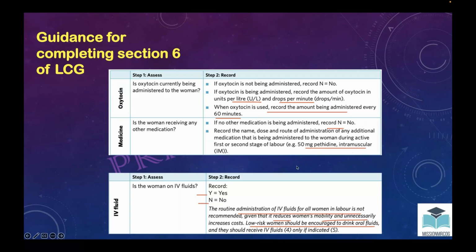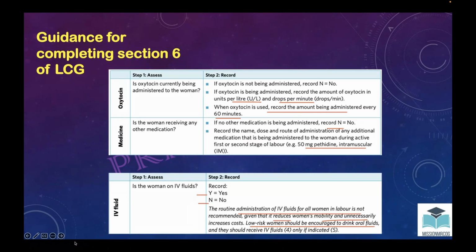Now second, IV fluid: if it is there, yes; if not there, no. Routine administration of IV fluid is not recommended, as it reduces the patient's mobility and adds unnecessary cost. Low risk women should be encouraged to take oral fluid. They should receive oral fluid when it is indicated. So all women will not get IV fluids.